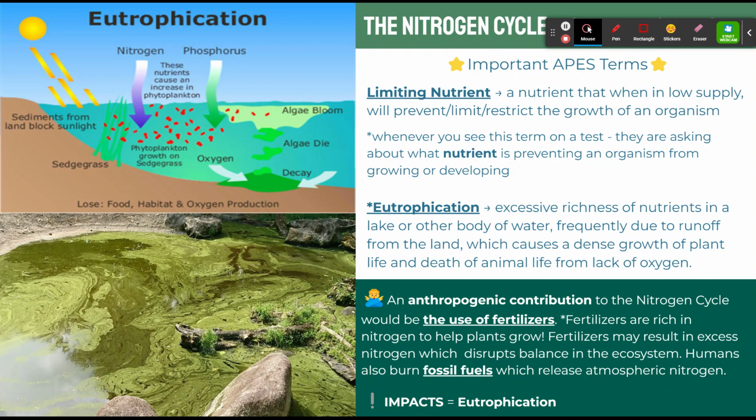When you have an excess of nutrients in a lake or another body of water, you get this really dense growth of plant life, particularly algae blooms, which causes a huge layer of algae on top of the surface of the water. And because it's so dense and so thick, sunlight can't penetrate through. So anything that's living underneath this algal bloom is not going to get any sunlight to perform photosynthesis.